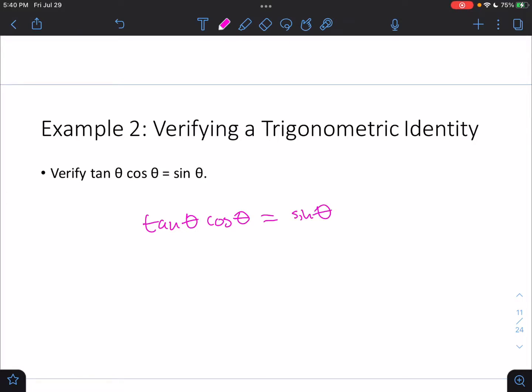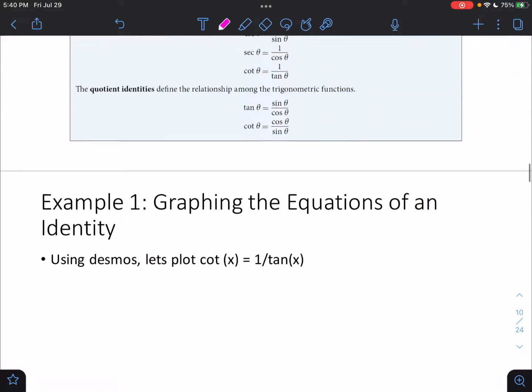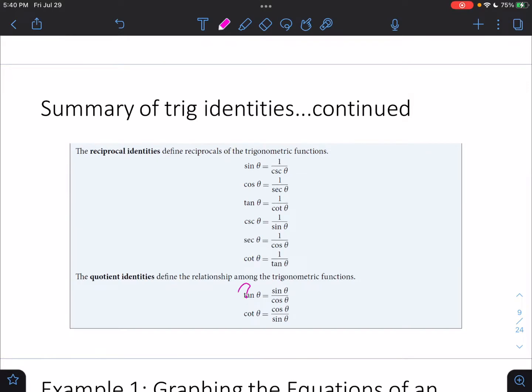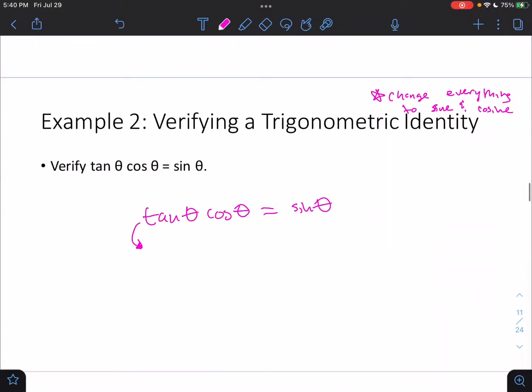When you're working with any verifying or proofs, my recommendation is to change everything to sine and cosine. Oops, sine and cosine, the long way with the e at the end. So let's take that advice. We're going to apply it to the tangent of theta. To change it to sine and cosine, that's actually going to be my quotient identity right here. So sine of theta over cosine of theta.